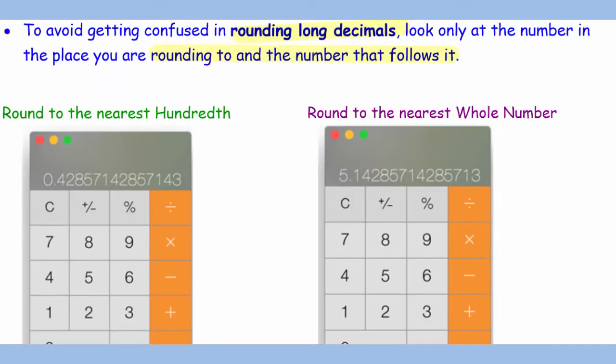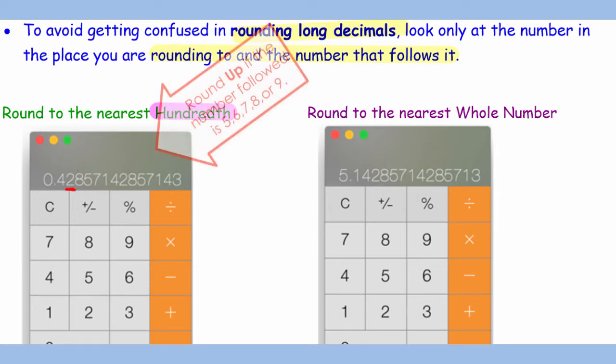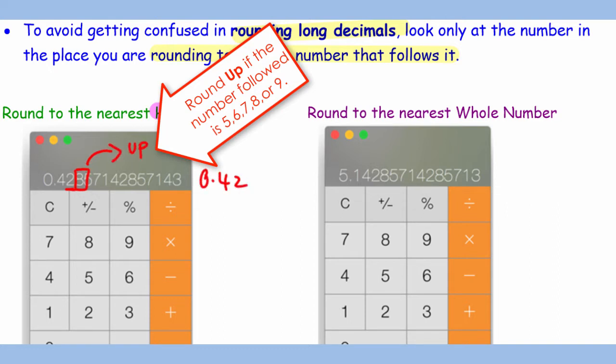In the first one, we are told to round to the nearest hundredth. And in this case, the hundredth is the number right here that you want to round to, which is the 2. That means you will have to depend on the number after it, which is the 8. So this tells you that you will be rounding up, which means 0.428 will become 0.43 because the 8 carries over to the 3.